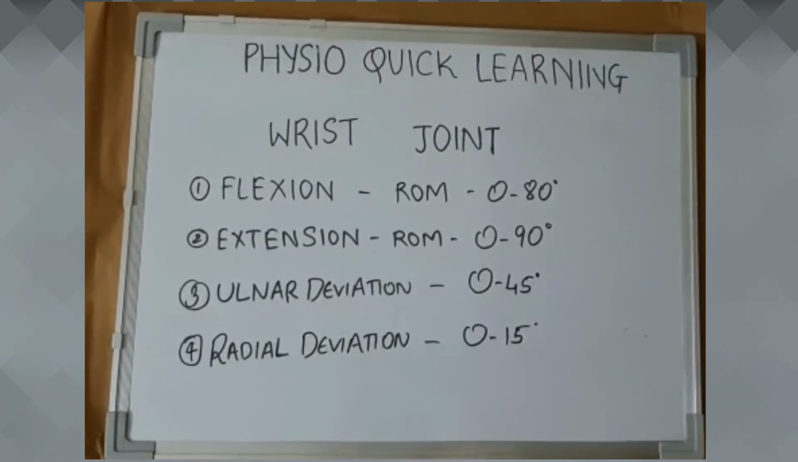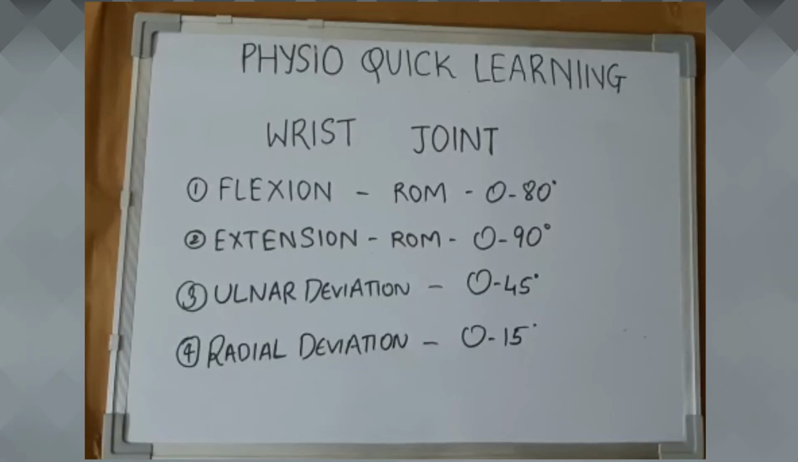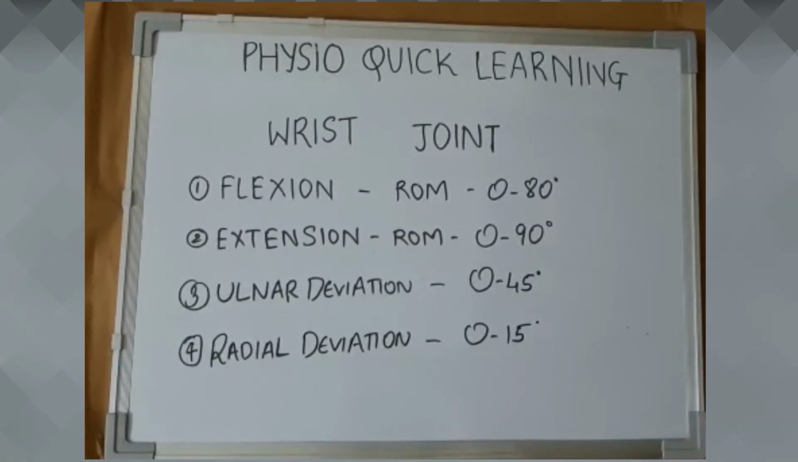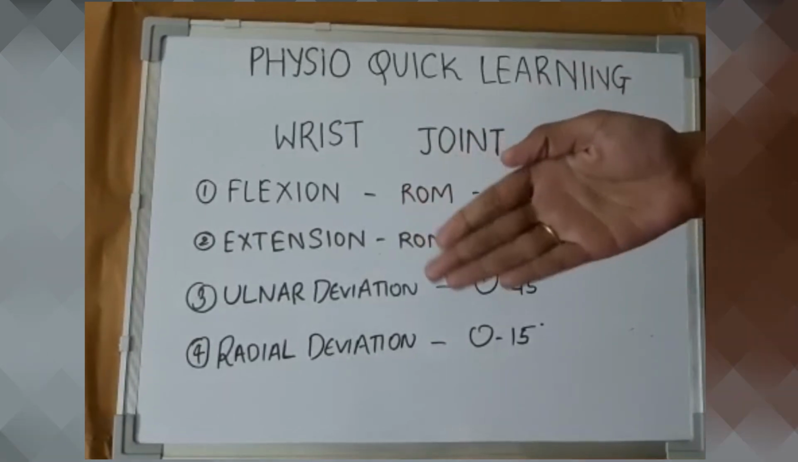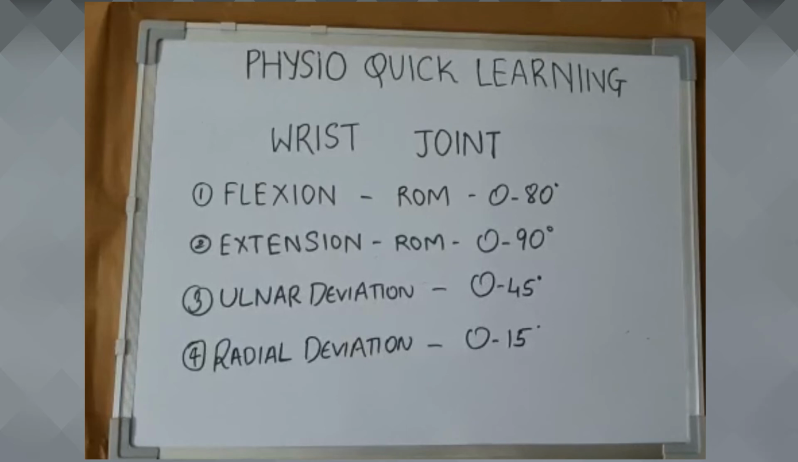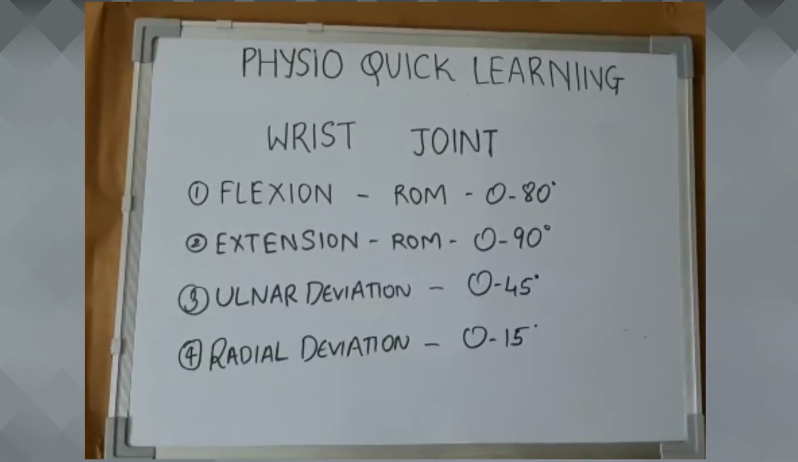Now we'll see ulnar deviation. The muscles involved are flexor carpi ulnaris and extensor carpi ulnaris. The normal range is 0 to 45 degrees.